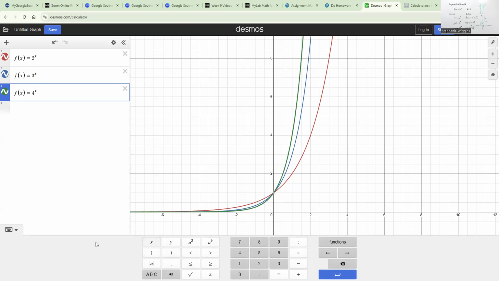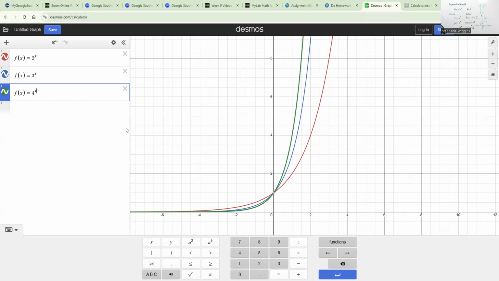So you can kind of get a feel of how they all have the basic shape of, looks to me like a boomerang, that sort of rapidly increasing function. And you can see they all pass through the point 0, 1. And again, anything to the power of 0 is 1. So if you plug in 0 for x, you're going to get 1 for all different exponential functions.